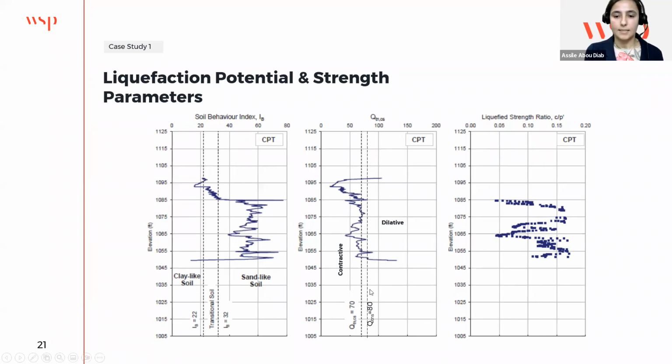And then the QT-NCS between 70 and 80 means that the soil is transitional, less than 70 it's contractive, more than 80 it's dilative. So as we can see here for our tailings sand, where IB is greater than 32 and QT-NCS is less than 80, we go and apply Robertson correlation to evaluate the C/P ratio, and we can see here the data plot. We use this data to evaluate our liquefied strength parameter for the tailings sand.